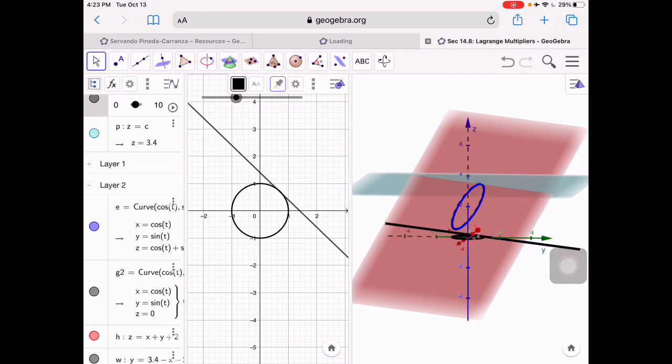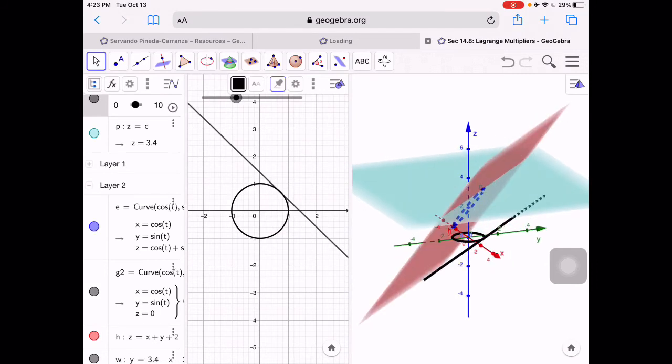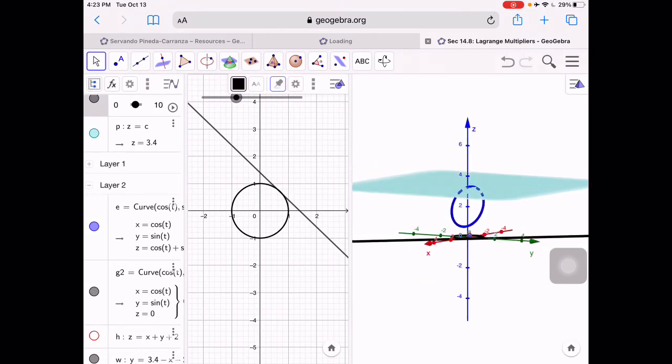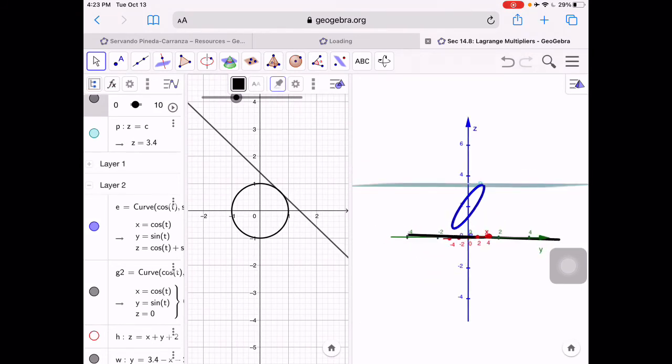And so then notice that now if I get rid of the surface, whoops. Yeah. Notice that now I'm reaching the maximal value of my blue curve, and that happens when the level curve of my function is tangent again to the level curve of my constraint function. So it happened again, okay?